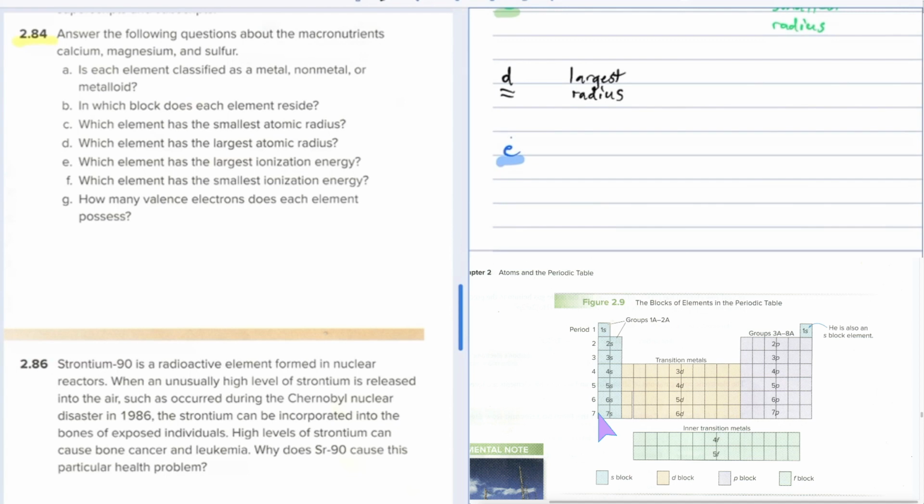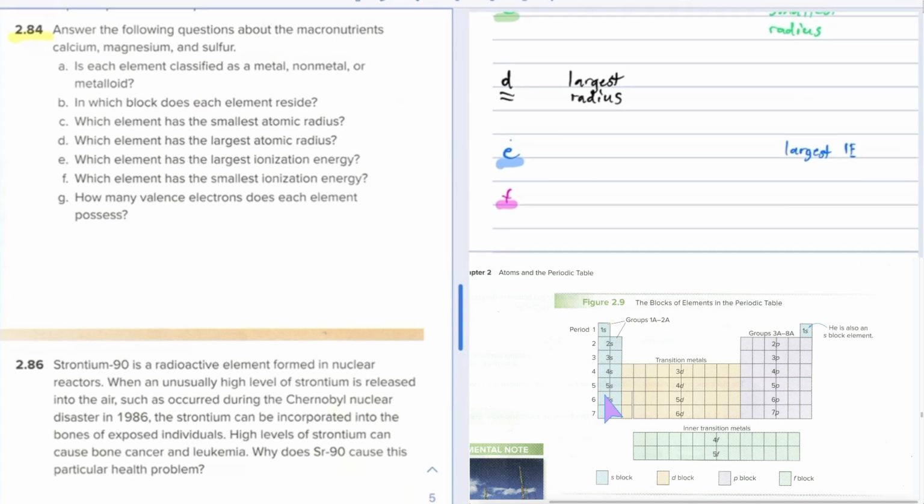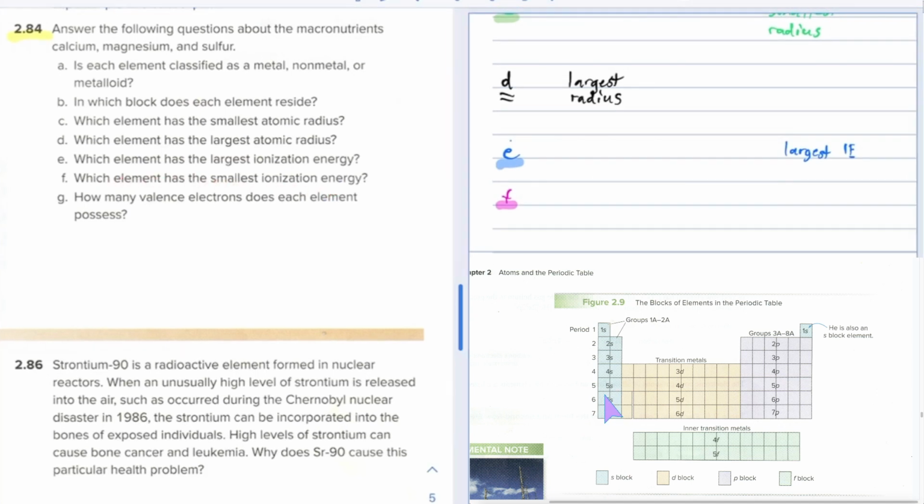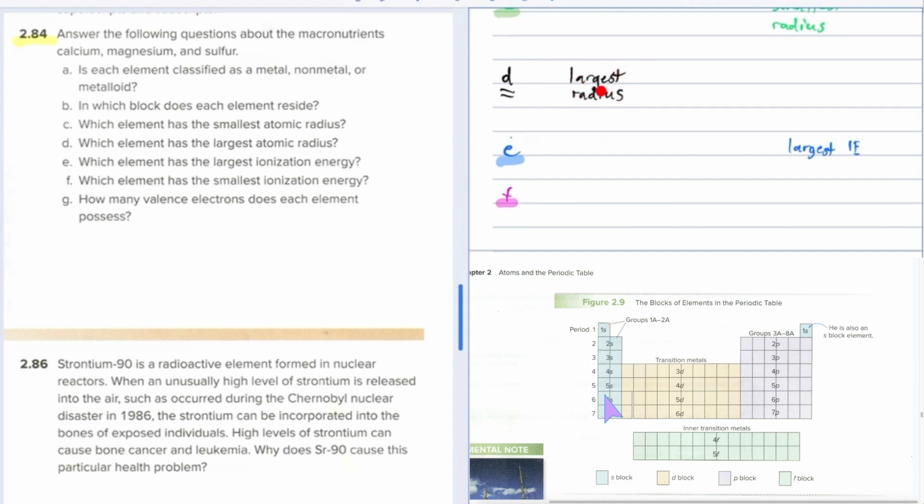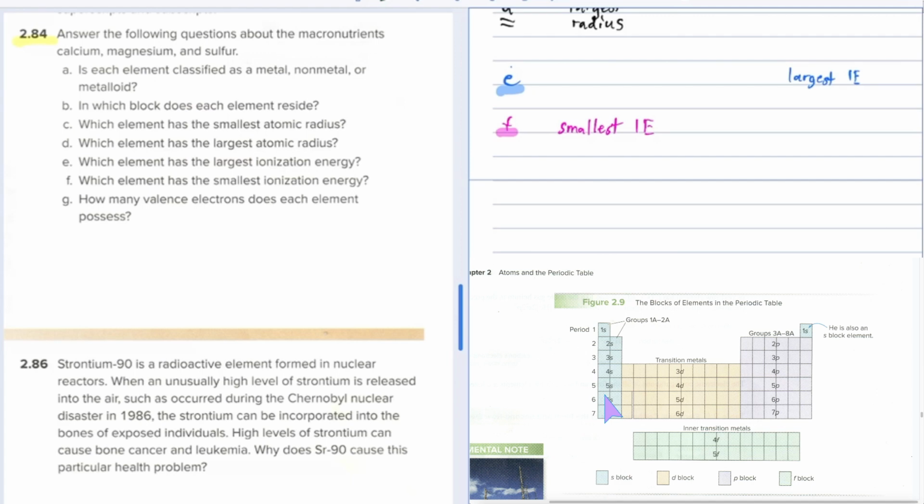And I'll write that down in sulfur's column. Largest IE. And then what does F want? Okay. Which element has the smallest ionization energy? Well, the biggest atom would have the smallest ionization energy. So we'll put that down in calcium's column. And then finally, G. Lots of questions here.